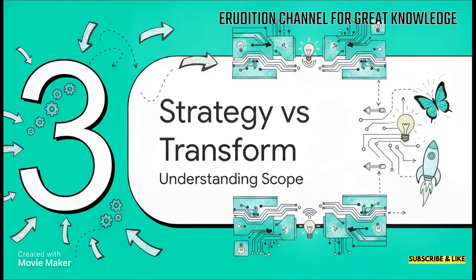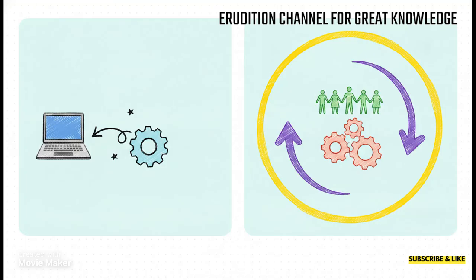Which brings us to Section 3, Strategy versus Digital Transformation. It is incredibly common to hear people use digital strategy and digital transformation completely interchangeably, but they differ massively in scope. Strategy focuses purely on technology. It uses tech to create the capabilities a company needs to become a digital business, but it does not focus on culture.